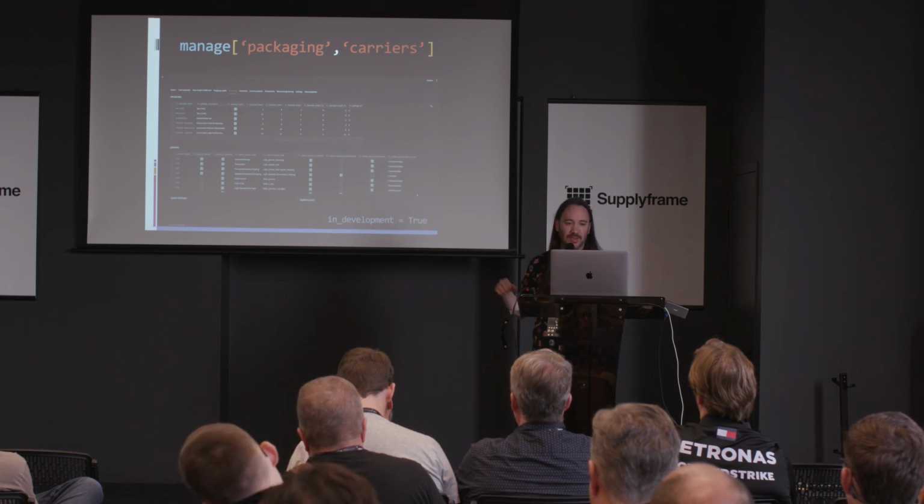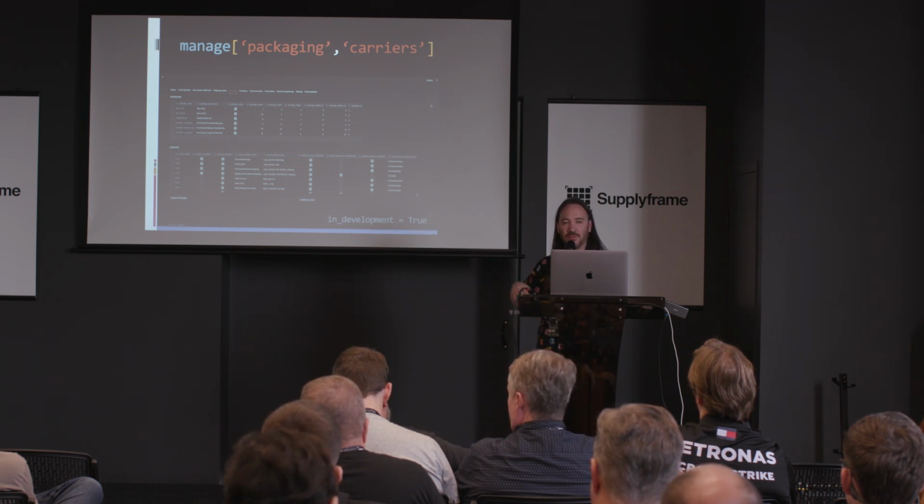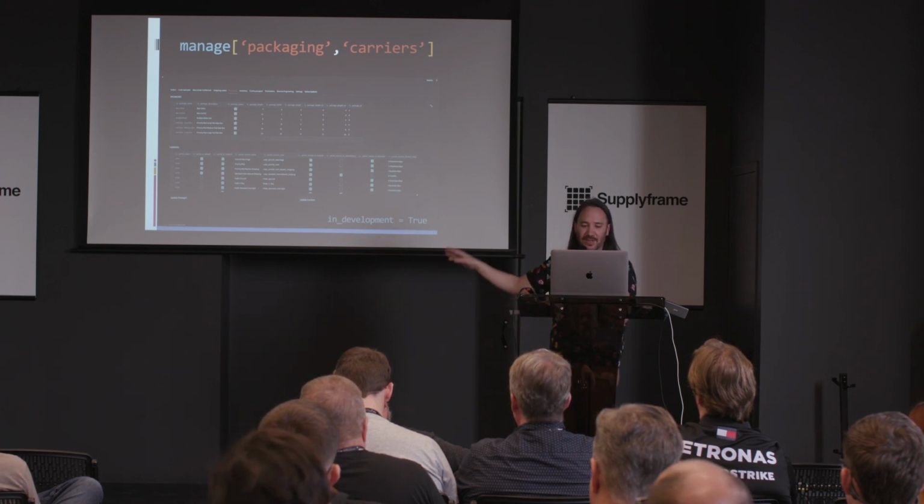Packaging, this tab, you can put in your box sizes and your different kinds of bubble mailers that you use, and also the different carrier settings. Right now I just use the post office, but if you wanted to use FedEx or UPS, you could put all that stuff in here.